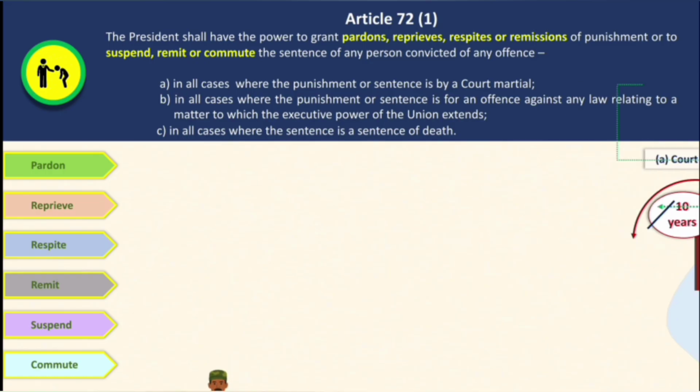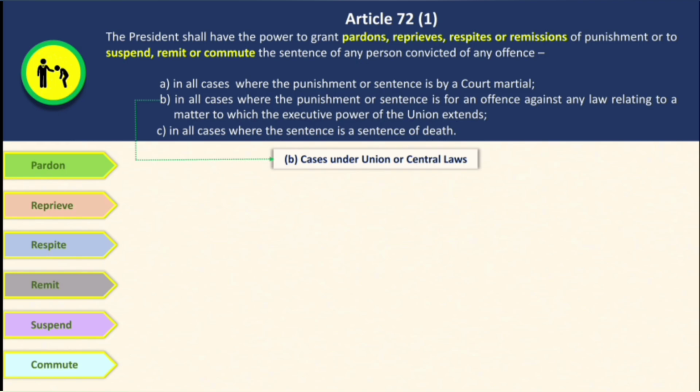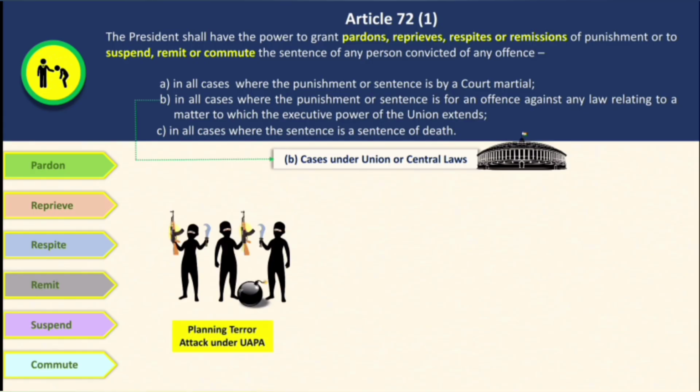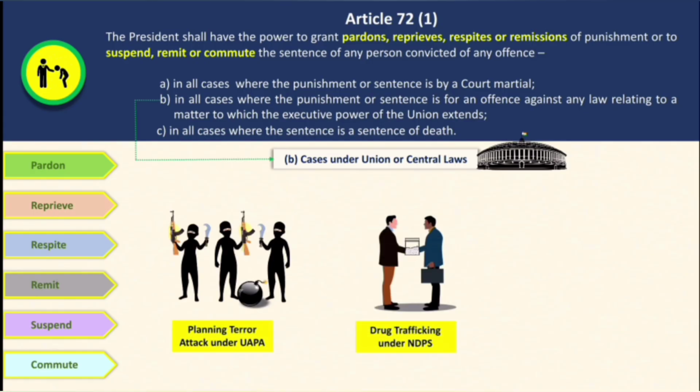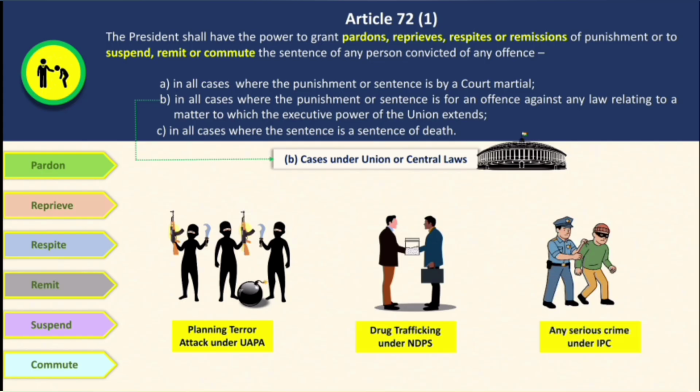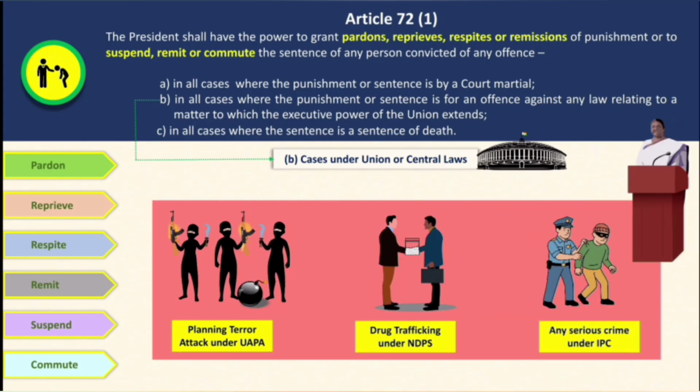Number 2. Cases under union or central laws. If someone is punished for breaking a law that comes under the central government, like planning a terror attack under UAPA, trafficking drugs under the NDPS Act, or committing serious crime under IPC, then the President of India has the power to intervene even after the court has given its final verdict.